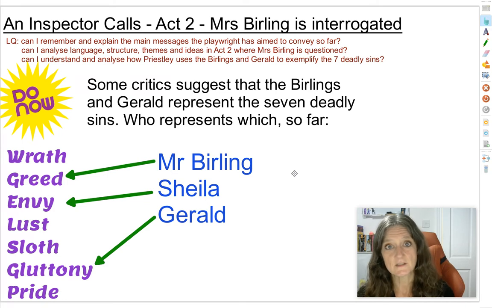If you put down wrath for Sheila, which is intense anger, I don't think that's wrong. I think that's partially correct, but maybe not as strongly as envy. If you remember at the beginning, Eric warns Gerald that she has a hell of a temper, and then we see her temper in action when she storms off to the manager and gets the girl dismissed from her job.